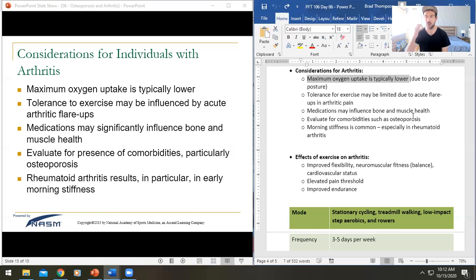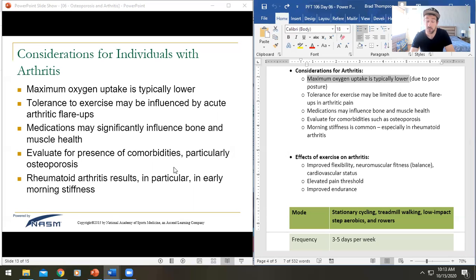So typically you want to encourage your clients who have arthritis to say, all right, I want you to get up a couple hours before our session. Make sure you're up and you've started your day. Don't roll out of bed and come straight to the gym. Because if they do that, they're probably just going to have to cancel because they're going to be in too much pain. So be aware of that.